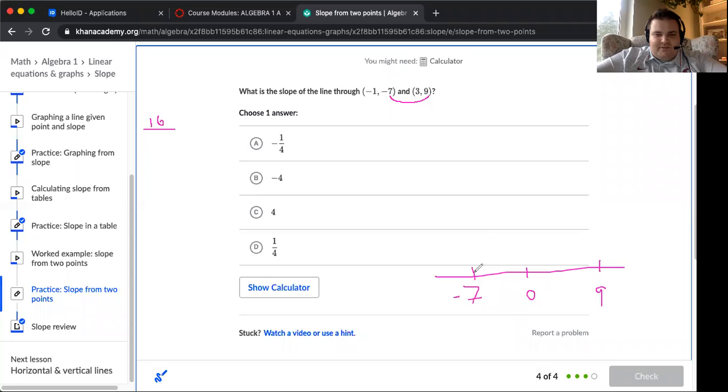If you're going from -7 to 0, that is adding 7. And then to get over to 9, you have to add 9 more. +7 plus 9 makes a +16 altogether. From here all the way to here, it's adding 16. From -1 to 3, we are adding 4. And so 16 divided by 4 can be simplified down to 4.